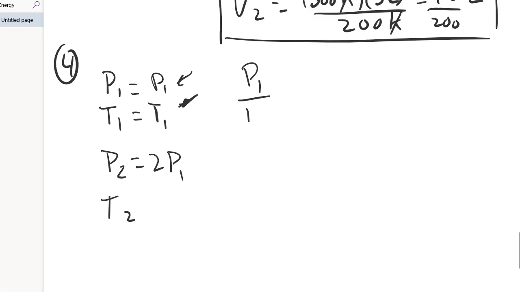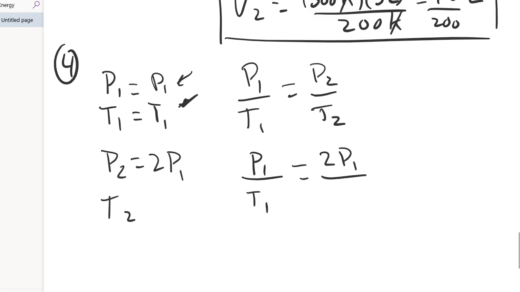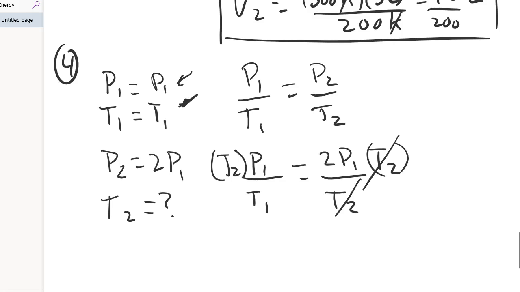So here we go with our law. P1 over T1 equals P2 over T2. And so P1 is going to remain the same. T1 is going to remain the same. Now the second pressure is going to be 2P1, and then they want to know what happens to the temperature. So to get the temperature on the right side, we're going to multiply by T2 and multiply by T2. That would divide out on that side. Then we're going to multiply by the inverse of these two, so T1 divided by P1, because that'll cancel this out. So we'll do T1 divided by P1.